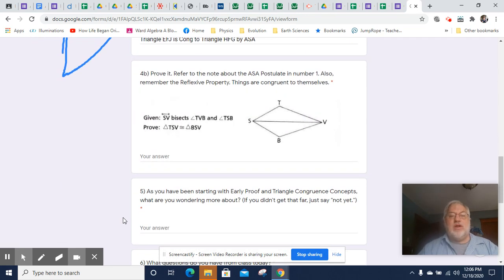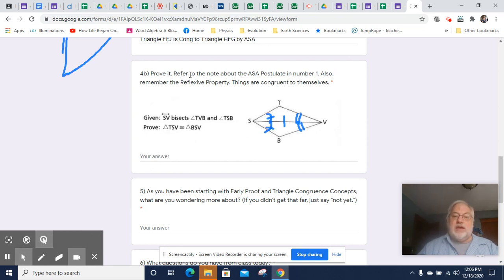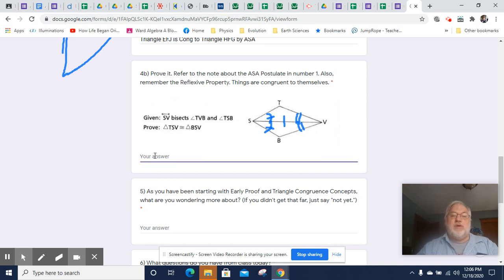Again, we got angle, side, angle on this one. So we know that SV bisects TVB and TSB, and that tells us something. That tells us that we now have this angle is congruent to this angle because it's been bisected. We also know that this angle, and that's another way we can show angles are congruent, is congruent to this angle. So angle TVS is congruent to angle BVS. So we now have two angles, and then there's this side we can use, which is congruent to itself. It is itself. So the reflexive property, I give you a hint that you're going to need it. The reflexive property is part of that.